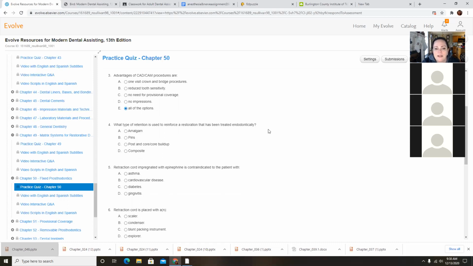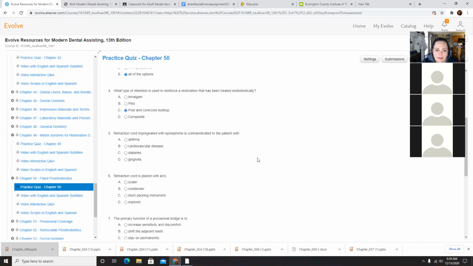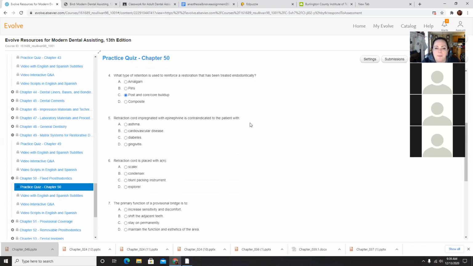All right. What type of retention is used to reinforce a restoration that has been treated endodontically? C. Retraction cord impregnated with epinephrine is contraindicated. What is contraindicated? It means it shouldn't be used.